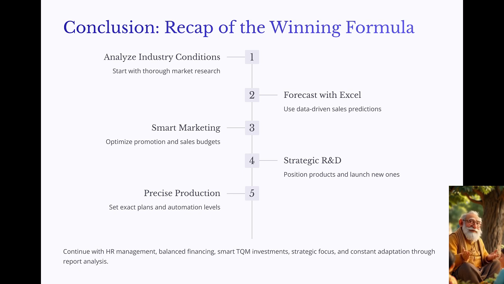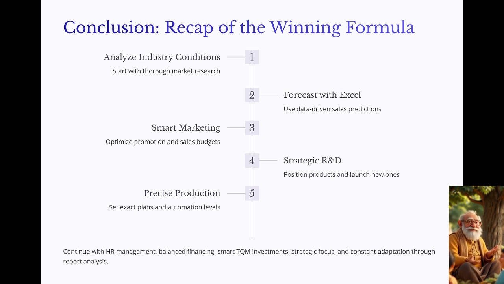Conclusion. Recap of the winning formula. Let's recap the winning strategy for CapSim Capstone 2024/2025. 1. Analyze industry conditions. 2. Forecast sales using Excel. 3. Spend smartly on marketing. 4. Adjust R&D and launch new products. 5. Set exact production plans.